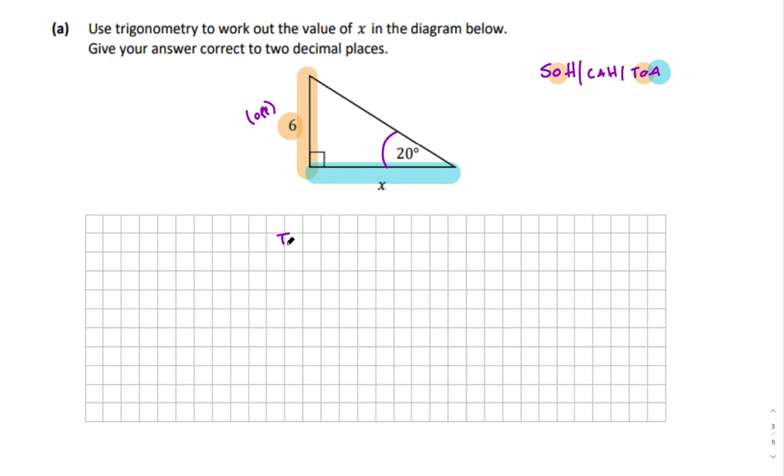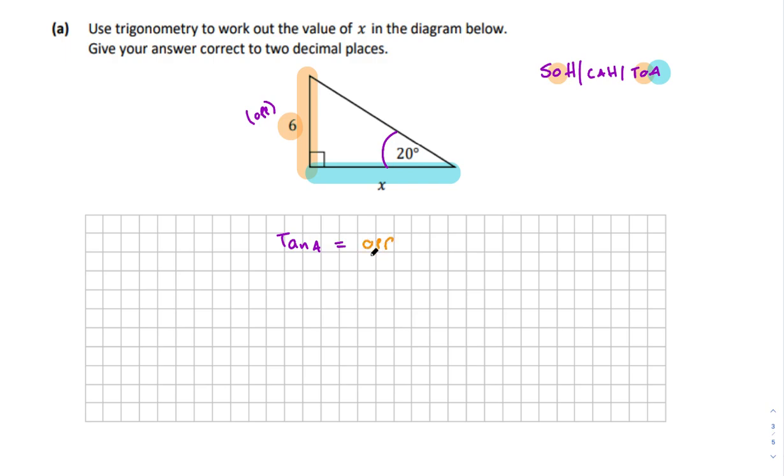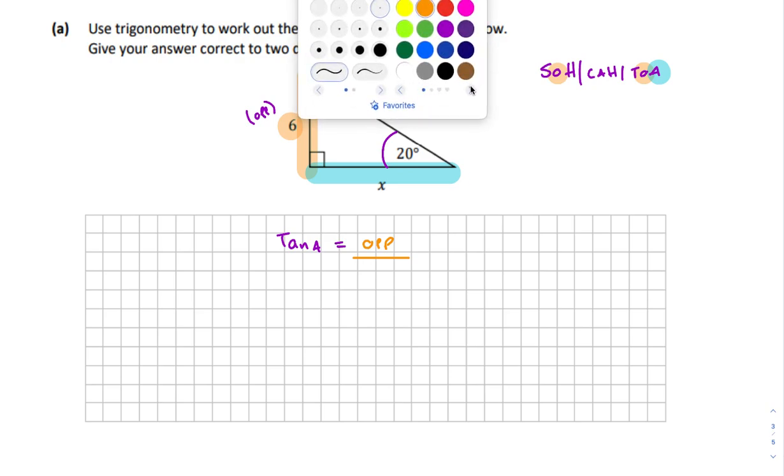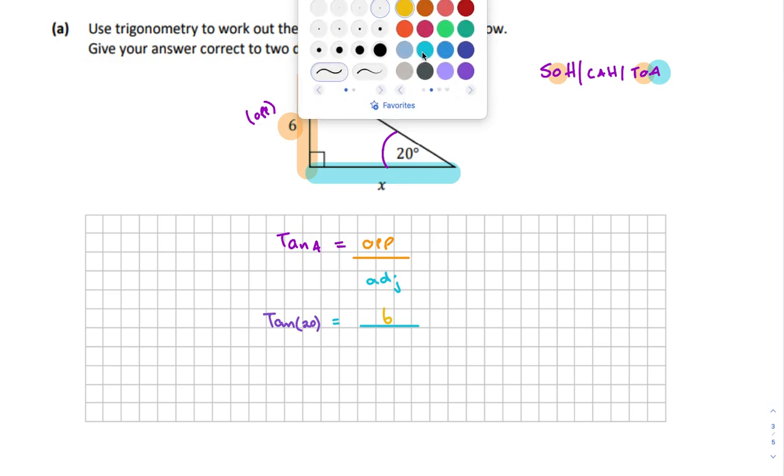Now that I've decided that it's TOA, I'm going to write down for myself that tan of the angle is equal to opposite over adjacent. I write down the formula to show that I know what I'm doing, and it reduces the chance that I'm going to make a silly error in the next step. I'm now going to replace everything that I know. Instead of tan of any angle, I actually know what the angle is, so I write in what it is. It's tan of 20. Opposite is going to be 6, and adjacent is going to be x.